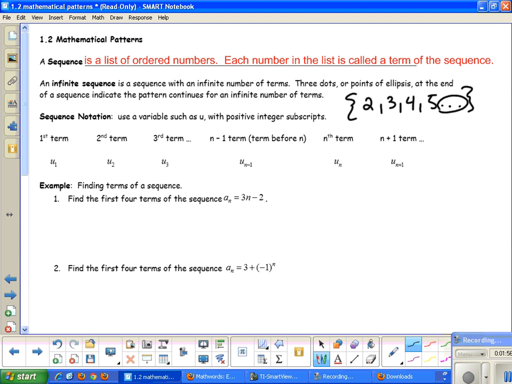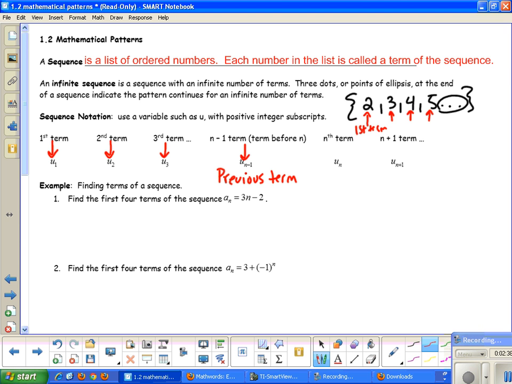Now for this, we have specific terms for our sequence. Since 2 was the first term that I wrote, this would be the first term, this would be the second term, third term, and fourth term, and so on. For sequence notation, we use a variable and a subscript, and they're always positive integer subscripts. We don't use negative subscripts. So for this one, our first term we would write as u sub 1. The second term we would write as u sub 2. The third term would be u sub 3. N minus 1 means the term before n, and we actually call it the previous term. So u sub n minus 1 would be the previous term.